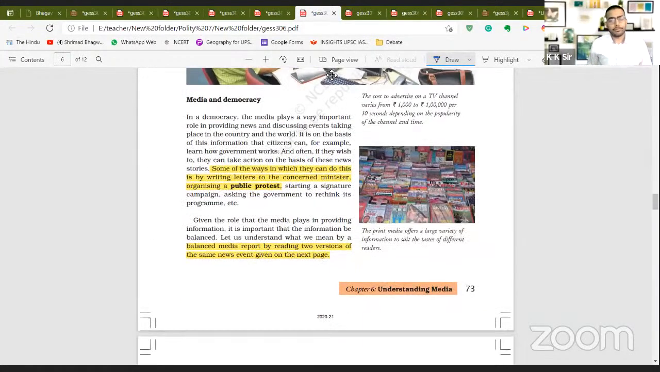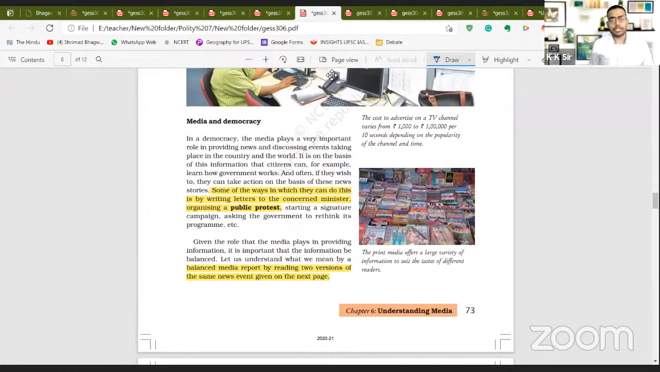See, media and democracy. As you must have heard umpteen times, media is the fourth pillar of democracy. And there are many jokes on this too. Media today is not working as the fourth pillar.